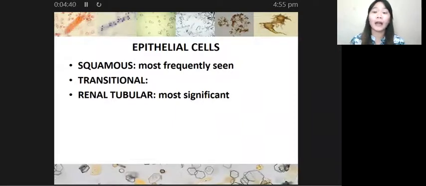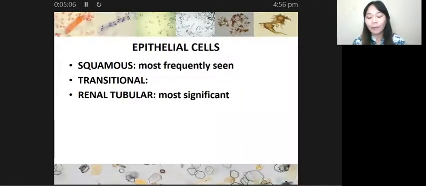Pero ngayon, yun nga, ang gagawin lang natin is sino ang laging nakikita, sino ang hindi masyadong nakikita, sino ang significant, sino ang hindi masyadong significant. Okay? So again, squamous epithelial cell, most frequently seen, but it is the least significant among the different epithelial cells. Alright? So next, we have your transitional epithelial cells.